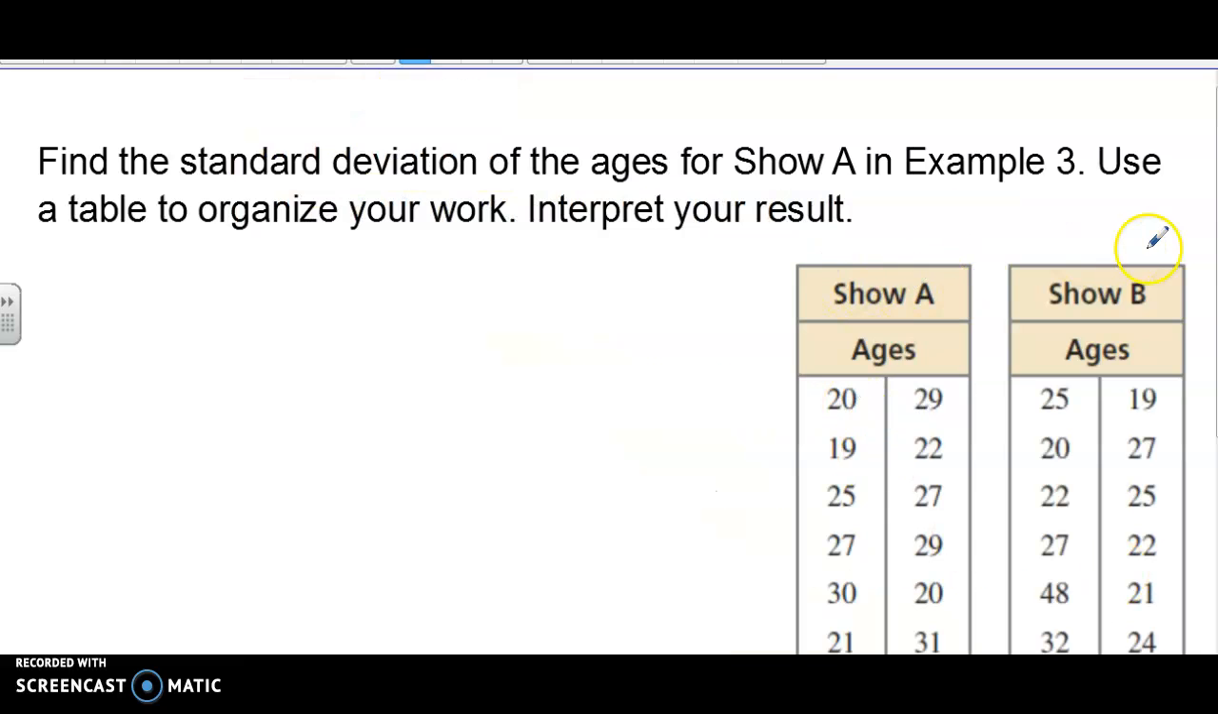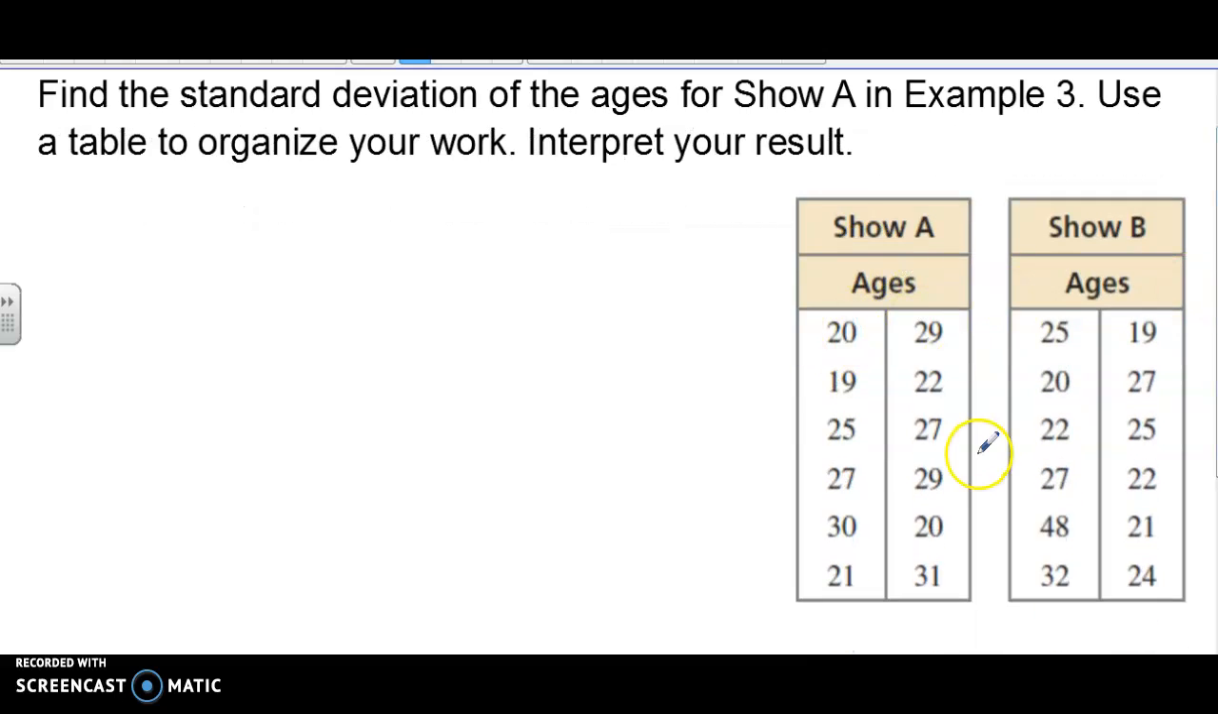The first thing we have to do is find the average of show A. It says find the standard deviation of the ages for show A. Yesterday we found the range, and today we're going to find the standard deviation. If you want to pause the screen and find the average on your own, you can. But if you just want to hang out with me, I'll tell you the average is 25. When you add them all together, you get 300. There are 12 total, so 300 divided by 12 is 25.